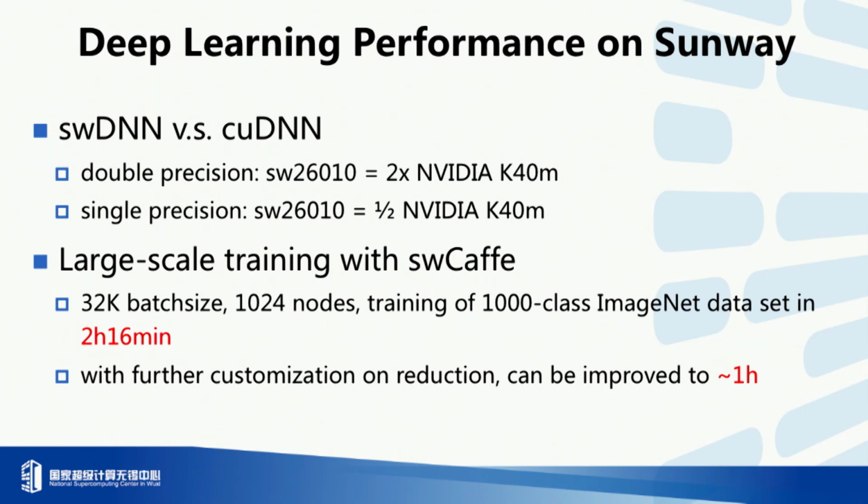If you have been to Mr. Yu Yang's talk, the day before yesterday, following a similar approach, we can support a 32K batch size, and using roughly 1,000 nodes, we can finish the ImageNet training in roughly 2 hours. But that's because there are some parts of the code that are still not optimized for this architecture. With further optimization, I think we can improve that to roughly 1 hour.